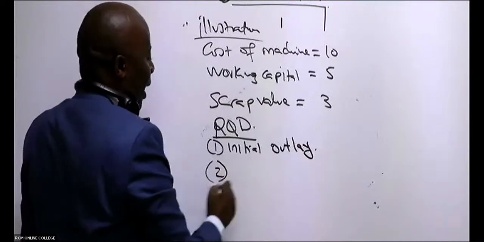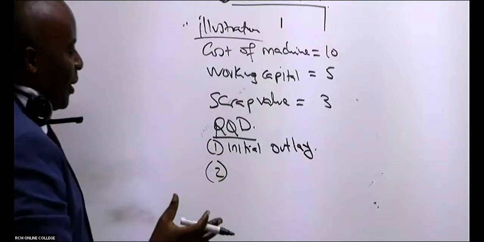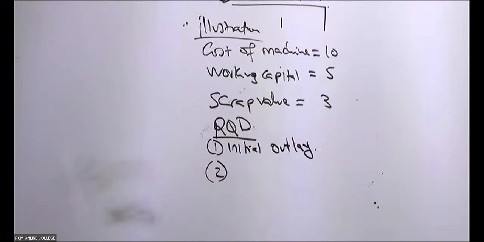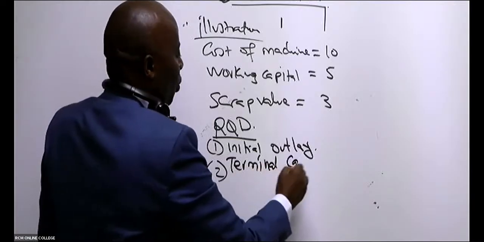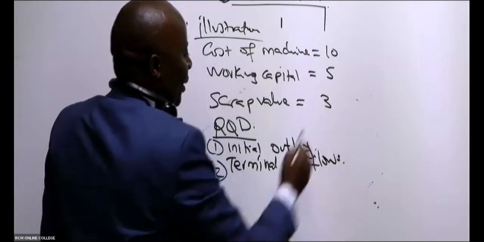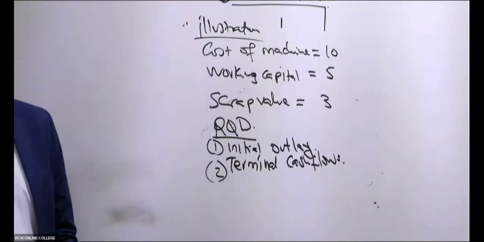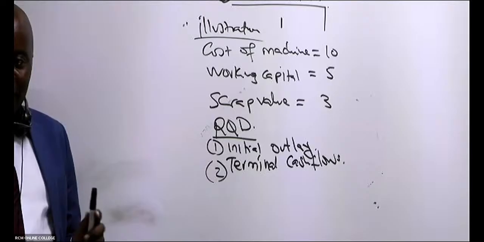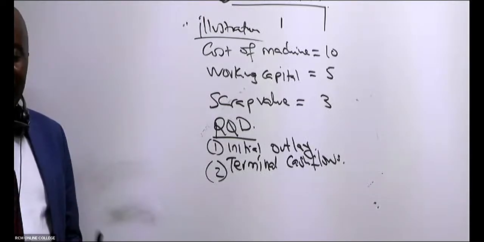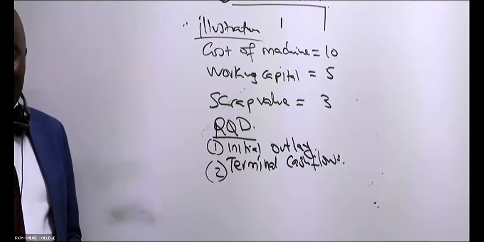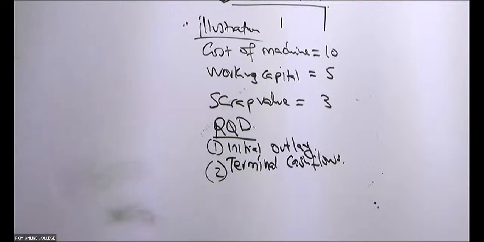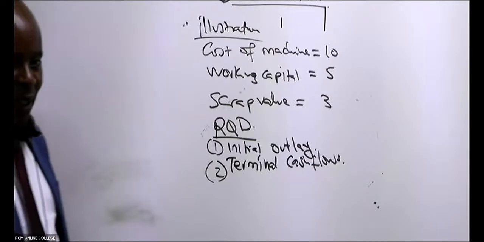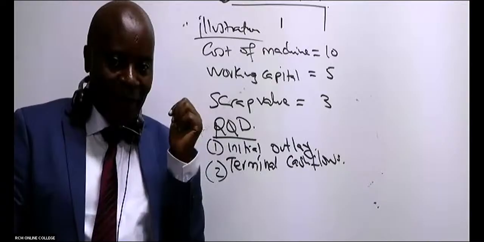And then number 2, these are the small things that this examiner will always hit you with. They want you to get the initial outlay, and then number 2, you give us the terminal cash flows. So the cost of the machine that you're buying today is 10. Then there is a working capital of 5. Scrap value has been given as 3. Required: the initial outlay, and then the terminal cash flows.